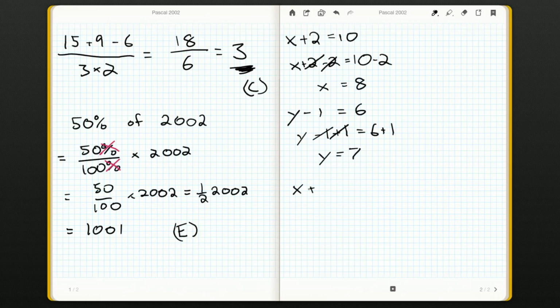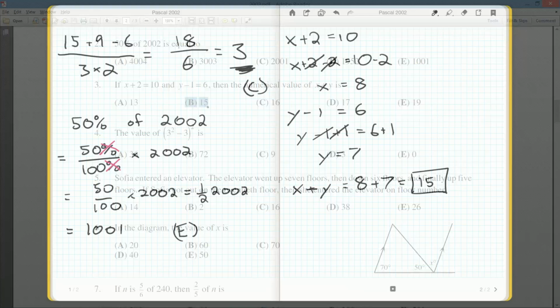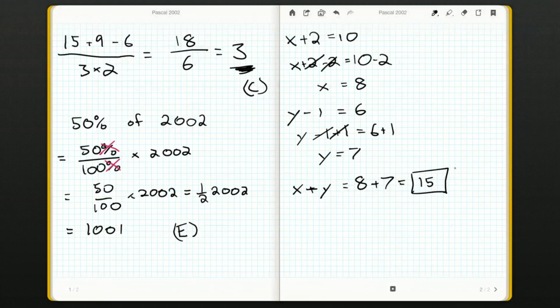Now, what does our question ask us? It asks us, well, what's x plus y? Well, we know what x is, and we know what y is. So we plug them in. We come up with our final answer of 15. All right, so B, 15, and that's going to be the answer that we bubble in if we're writing this contest for real.